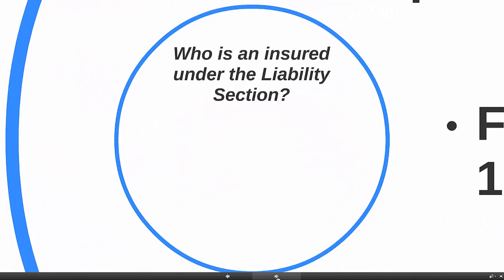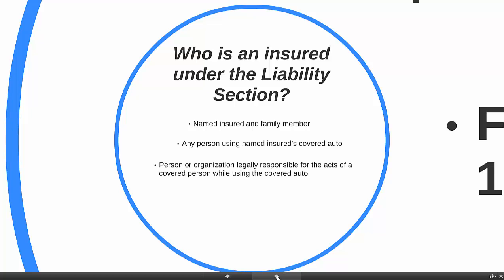Next, we're going to look at who is an insured under the liability section. And we've actually already looked at this before in the analysis of insurance contracts lecture. But it is the named insured and family member, any person using the named insured's covered auto, a person or organization legally responsible for the acts of a covered person while using the covered auto. And let me explain this a bit by giving an example. Let's say that you are employed by a law firm and you're running an errand for them, and while running the errand you have a car accident for which you incur legal liability.